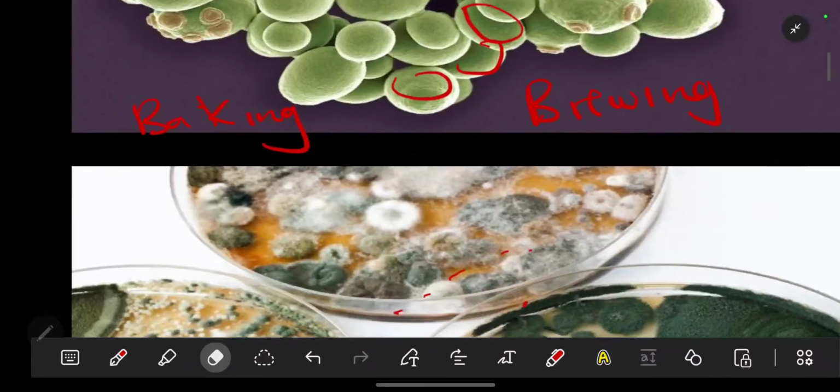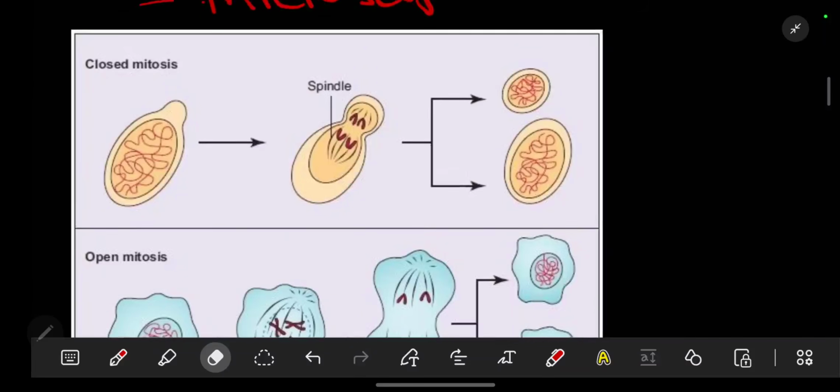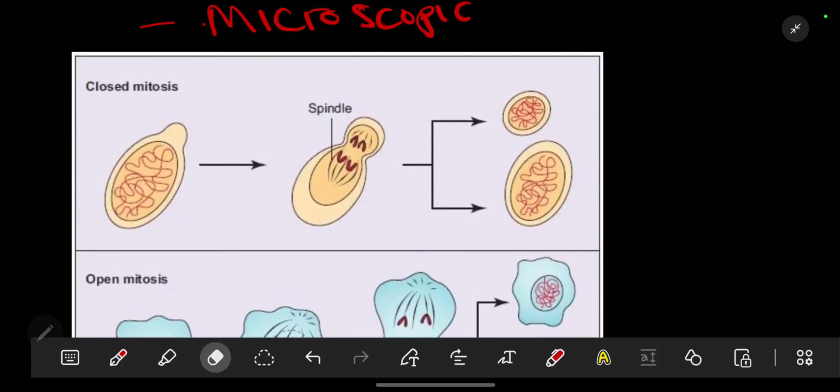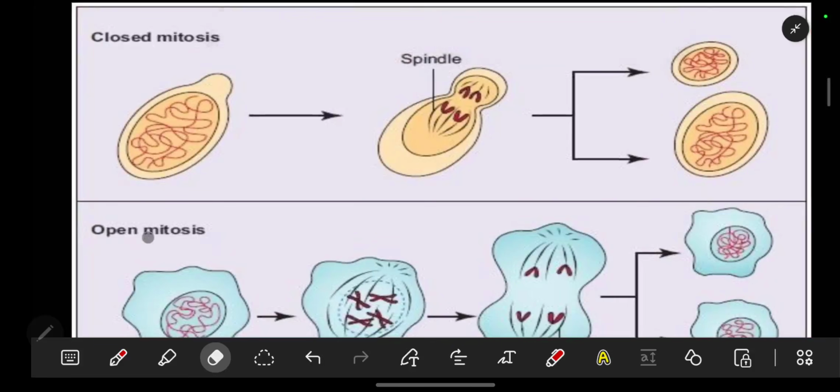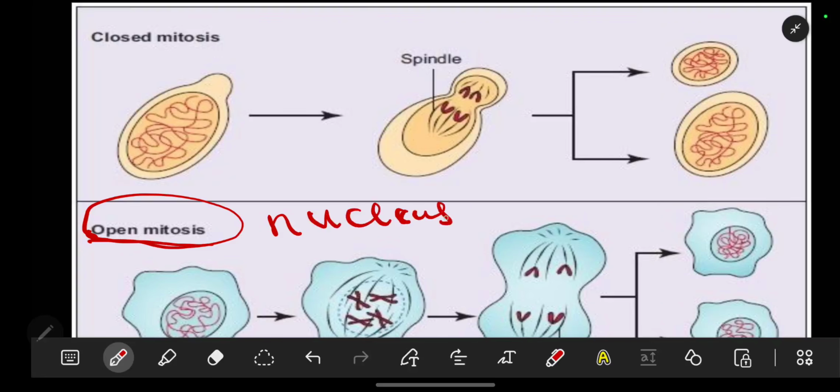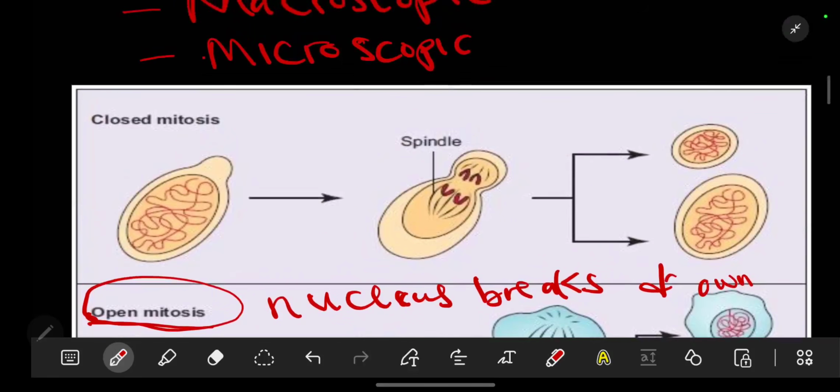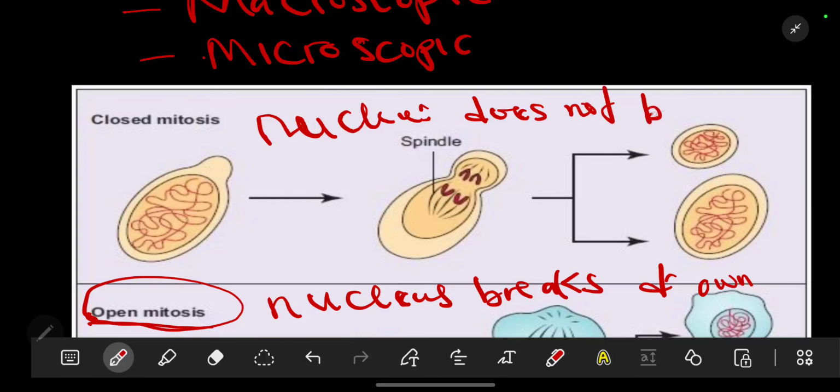Then the last term for this video that we want to discuss is open and closed mitosis. To simplify things, what is the meaning of the word open? It means you are breaking down. So under open mitosis, the nucleus breaks down. Under closed mitosis, the nucleus does not break down. So that is the main difference. The nucleus does not break down.